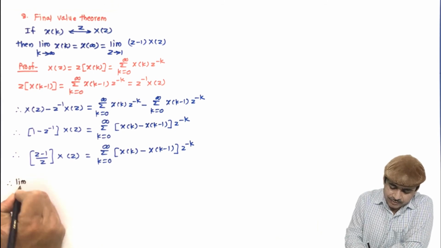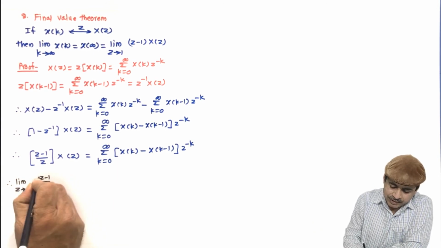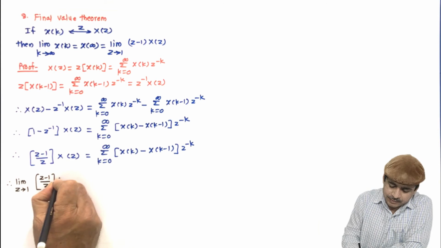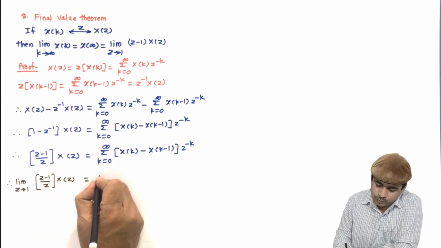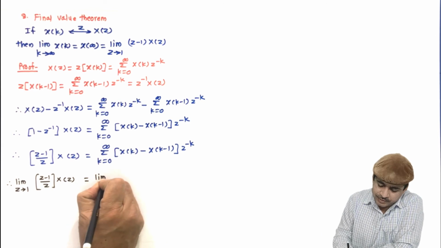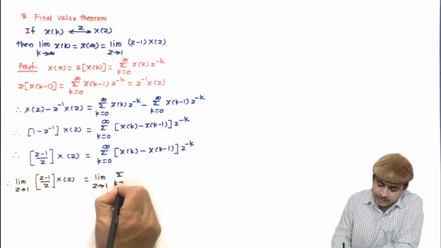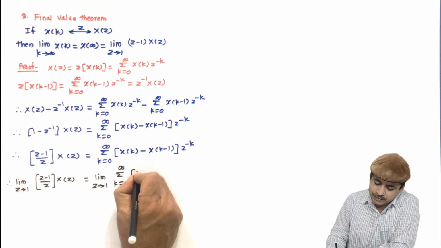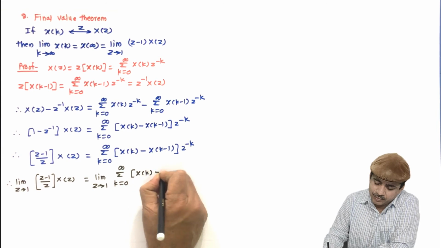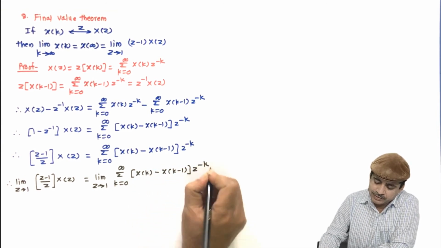So limit z tends to 1, (z minus 1)/z into X(z) equals limit z tends to 1 of the summation k equal to 0 to infinity of x(k) minus x(k minus 1), z raised to minus k.